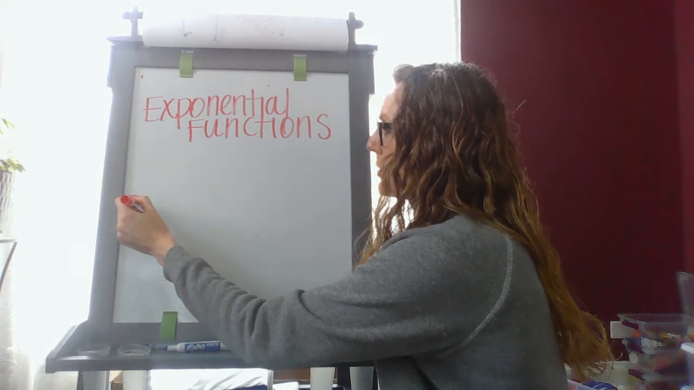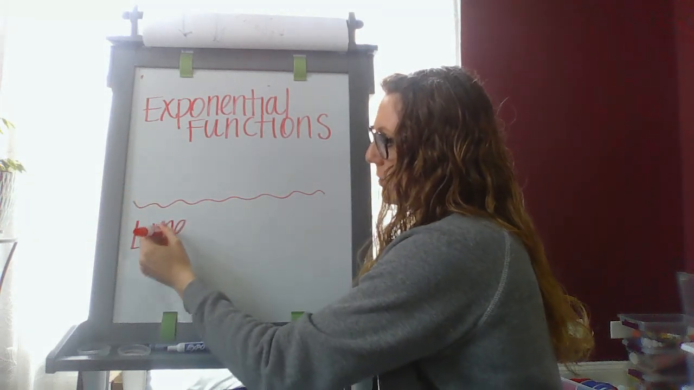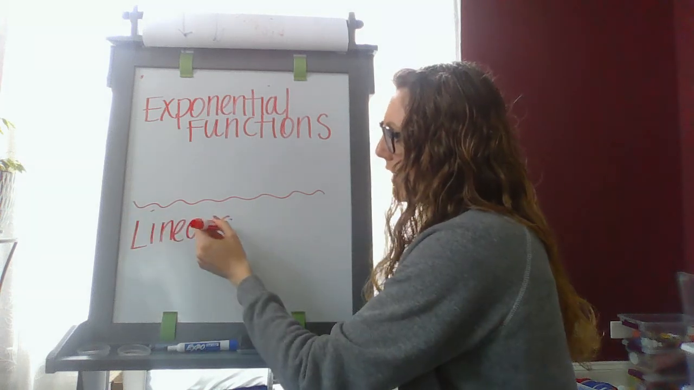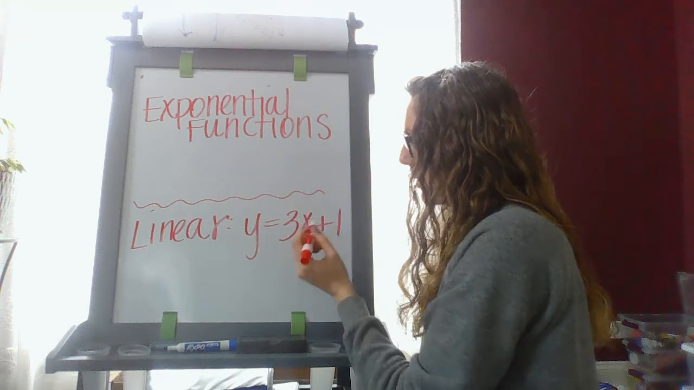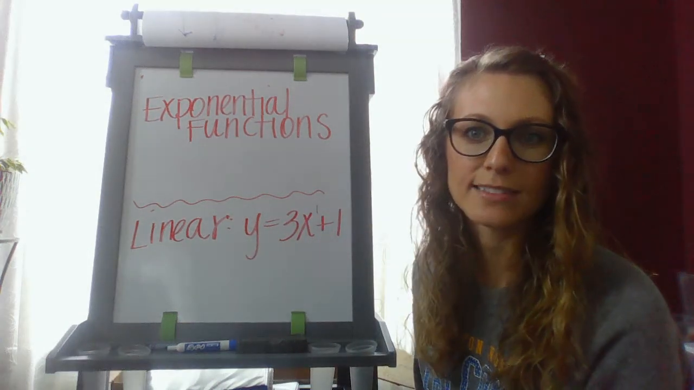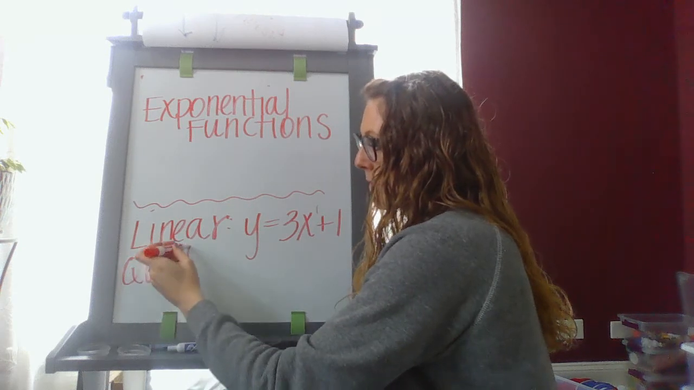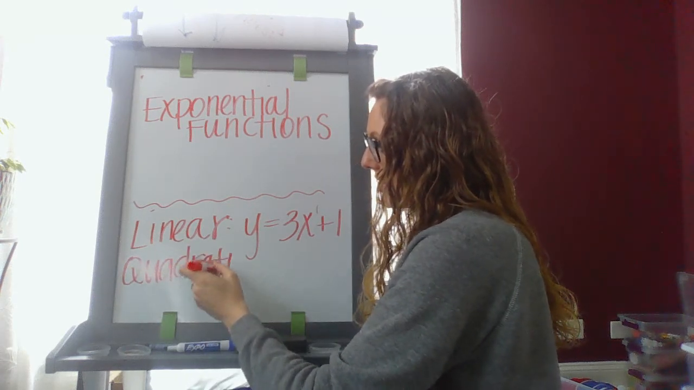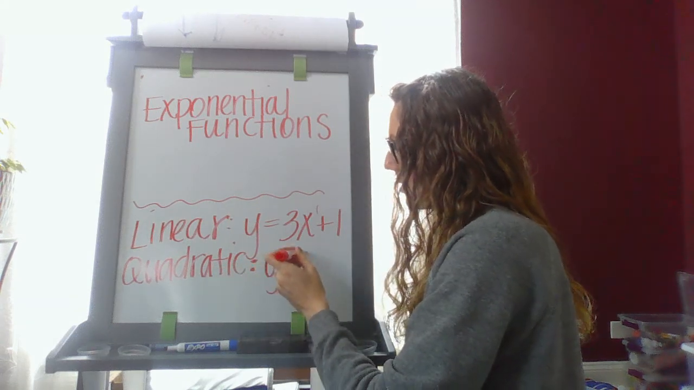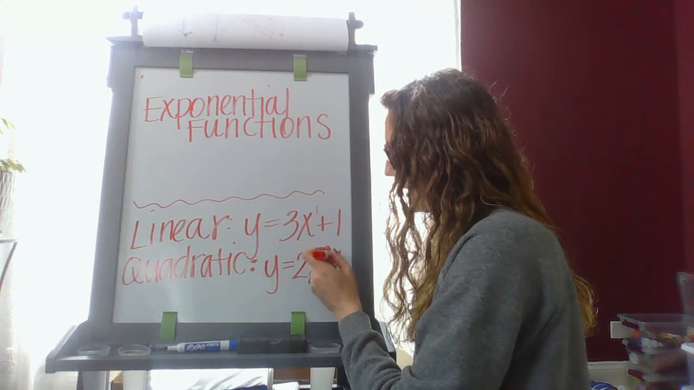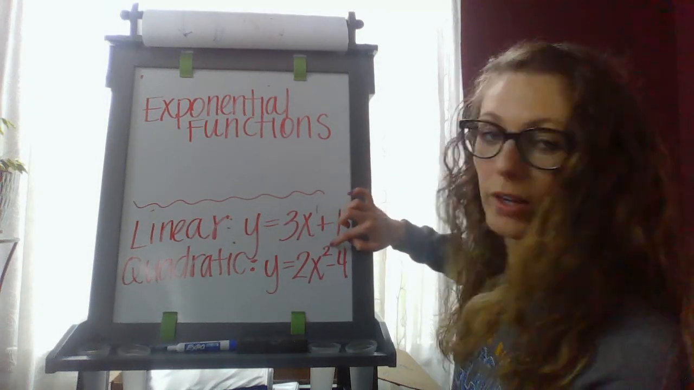So what is an exponential function? Let's first look at what maybe a linear function is. A linear function was something like y equals 3x plus 1, okay? Our highest exponent for x was just 1. Versus then we went into quadratics. And so a quadratic function had a highest exponent of 2, maybe 2x squared minus 4, something like that. So our exponents were 1 or 2.